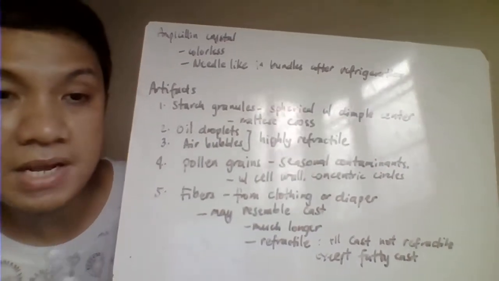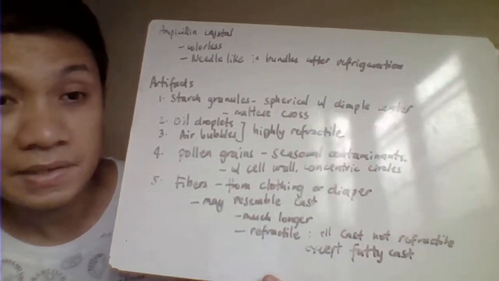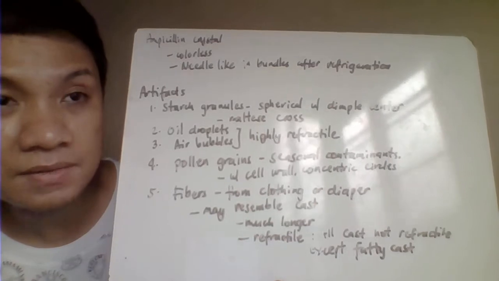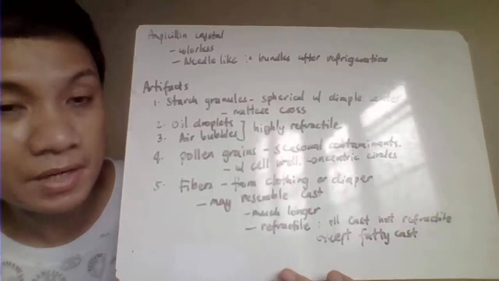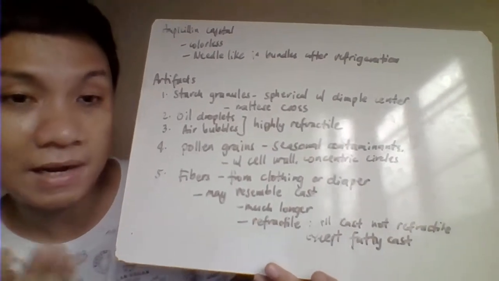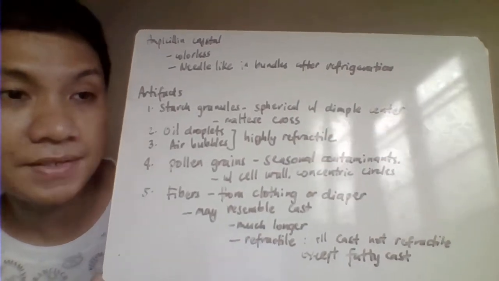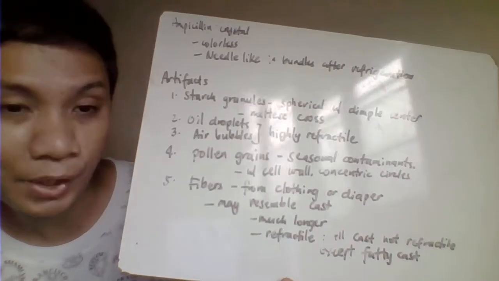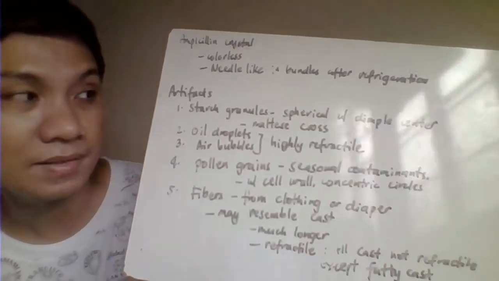Then we also have the artifacts that might be mistaken for some of our crystals and other important cellular sediments in our urine. First, we have starch granules, usually from contamination of the urine sample with gloves. Starch granules appear spherical with a dimpled center and are also capable of showing the Maltese cross, just like cholesterol.